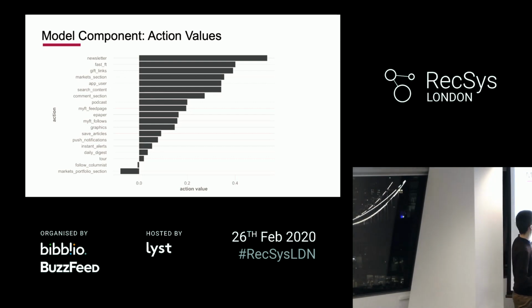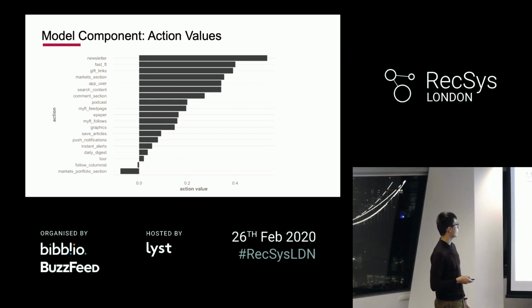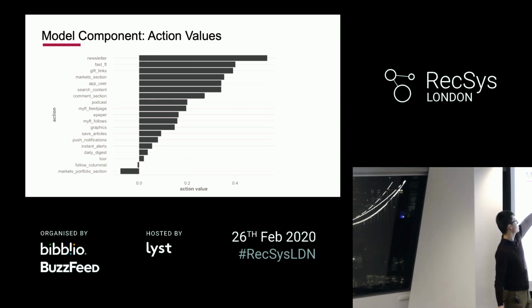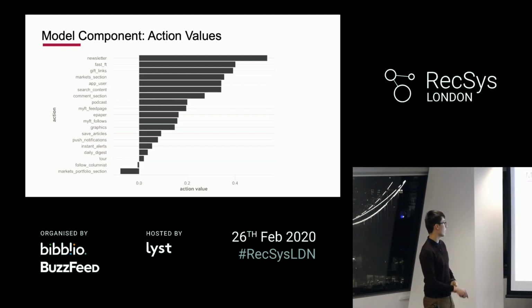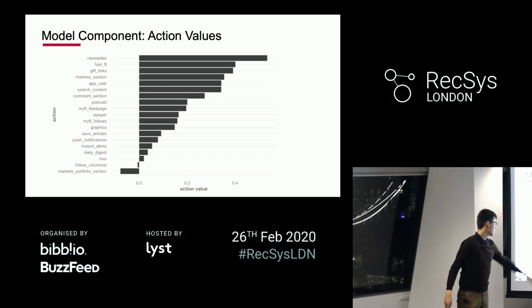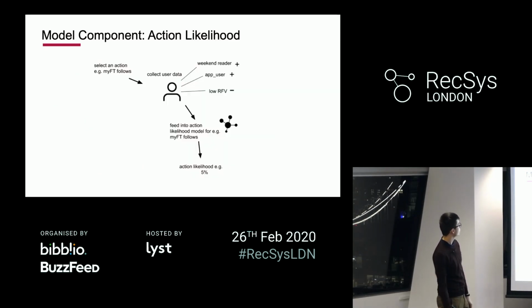For a higher standardized coefficient, there is a higher possible relation of the given action to the engagement. So for instance, here we can see that newsletter and Fast FT are most highly correlated with the engagement, whereas following columnists or using the Markets portfolio section has a negative impact on the engagement.